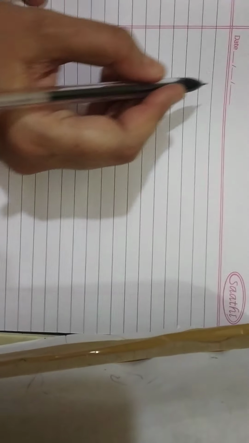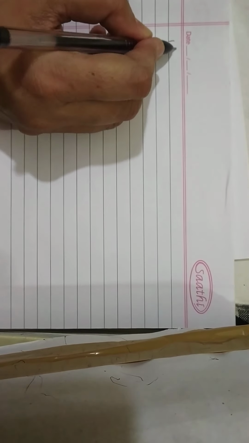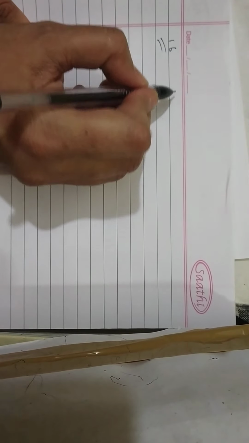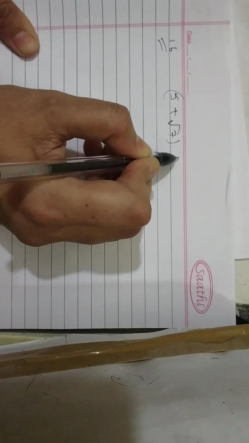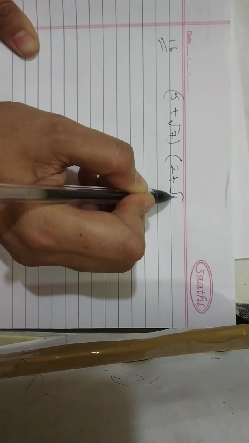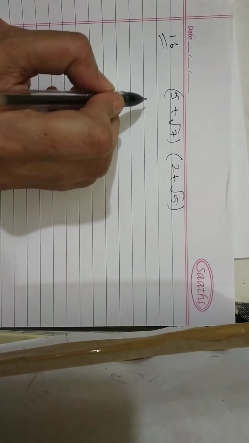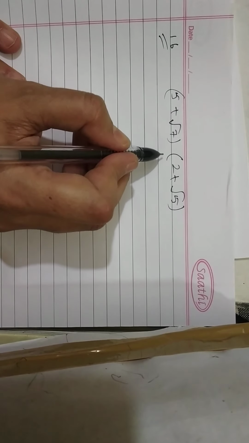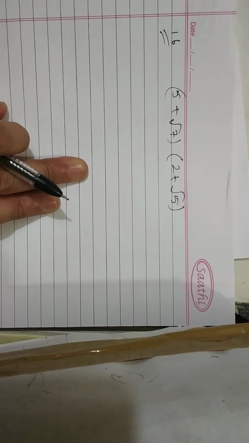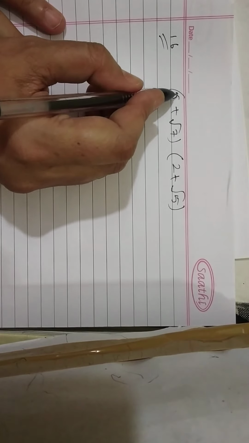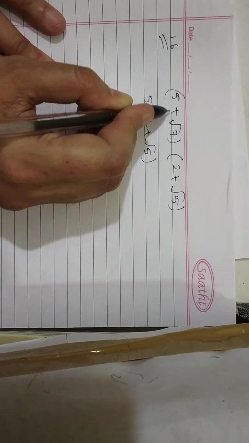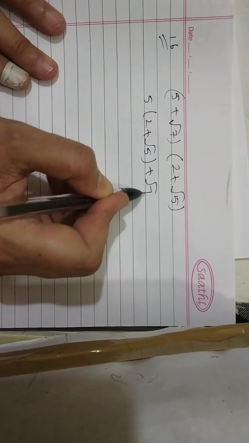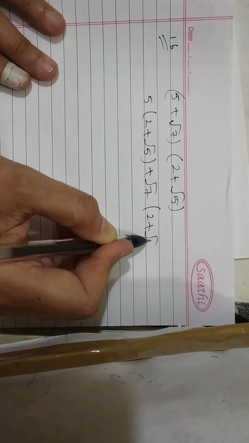Now we are going to take solved example 16. What is solved example 16? First problem. 5 plus root 7 multiply by 2 plus root 5. So, this is binomial, this is binomial. In 8th standard we have learned how to multiply a binomial by binomial. First we'll take 5, then this will be 2 plus root 5. Then we'll take root 7. Again we'll take 2 plus root 5.